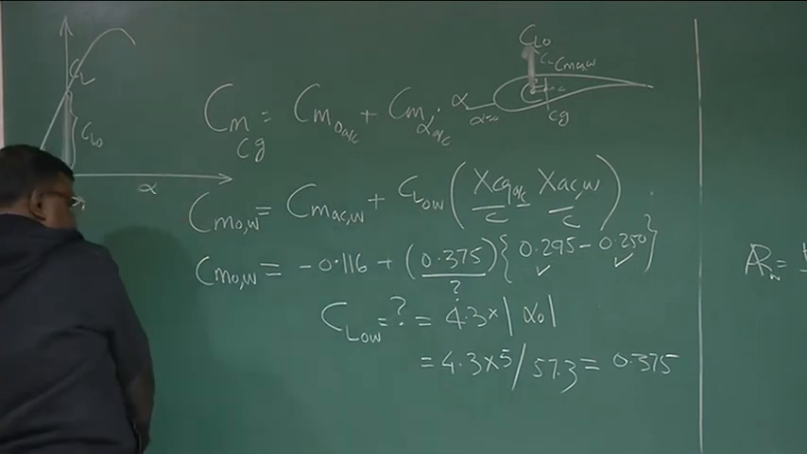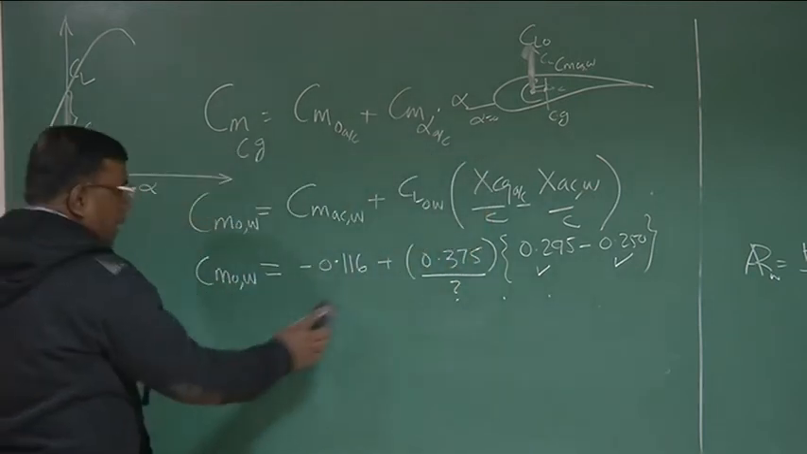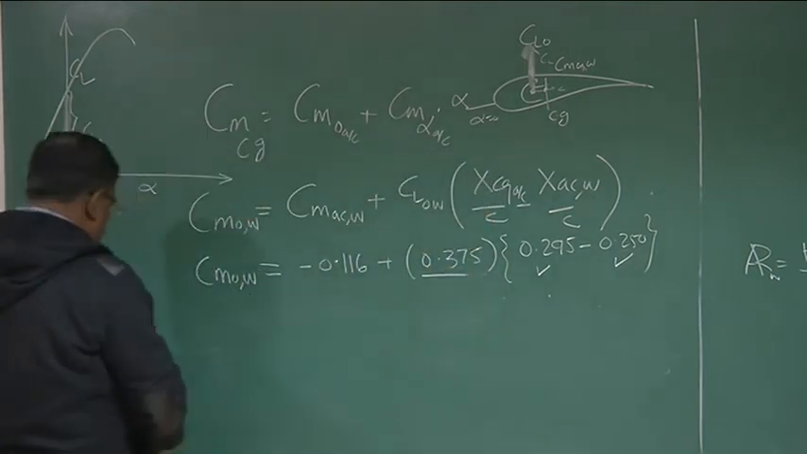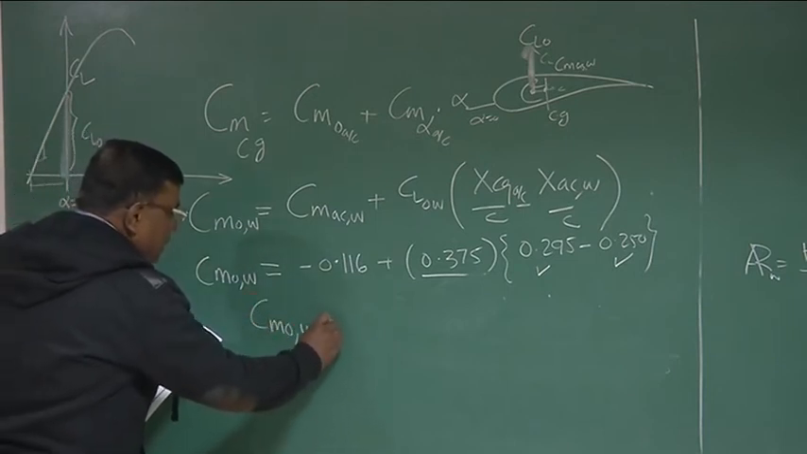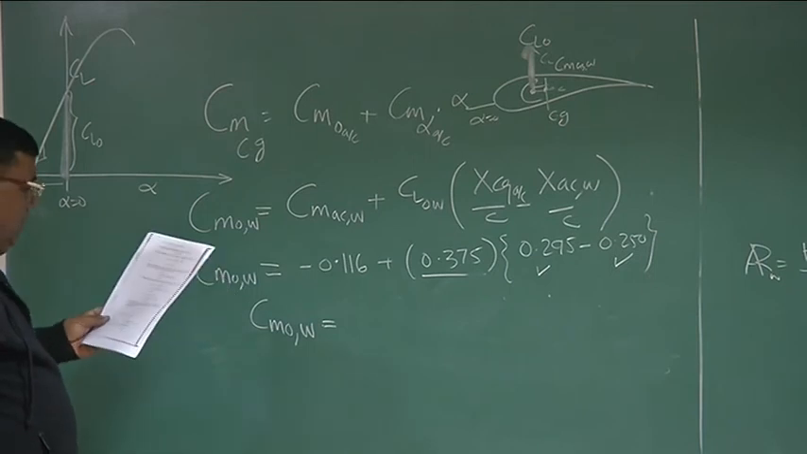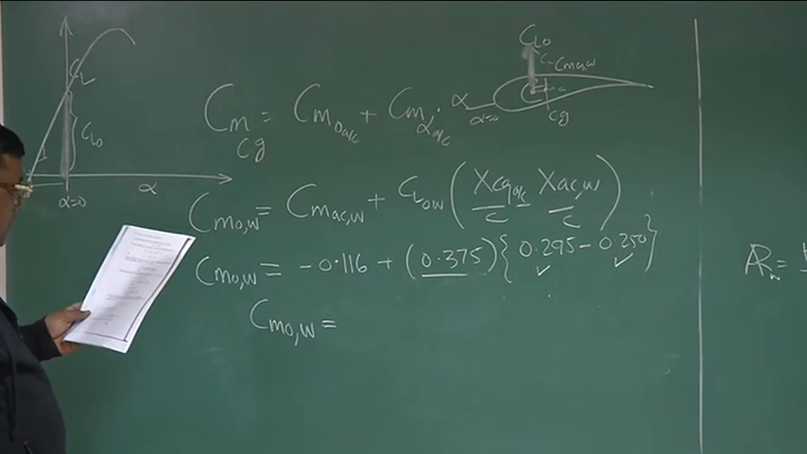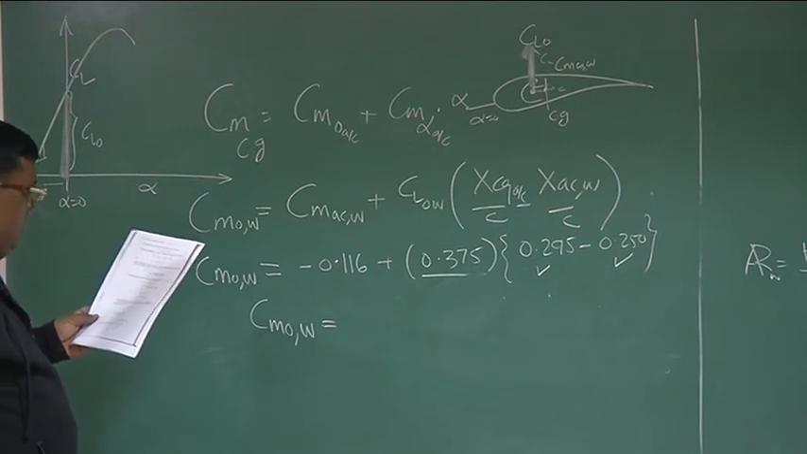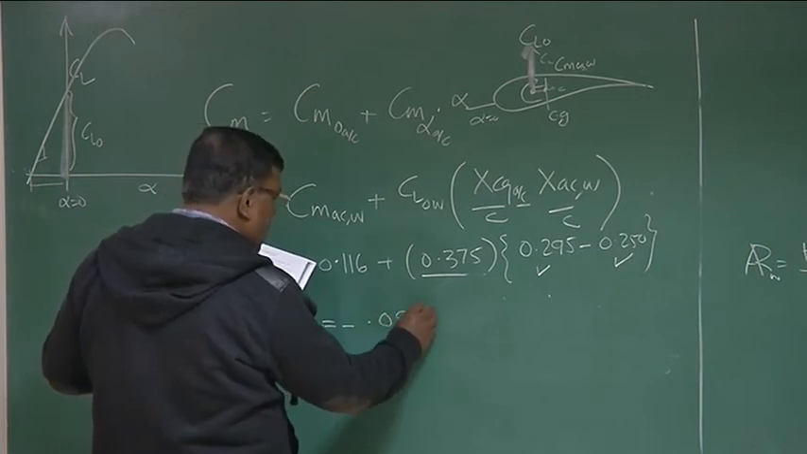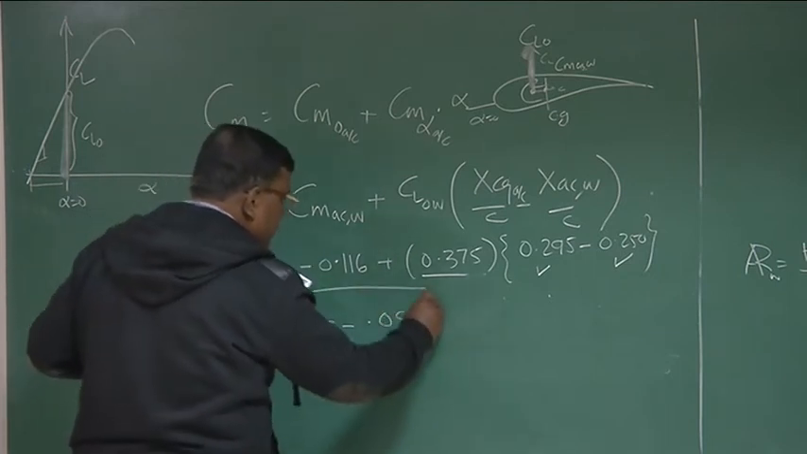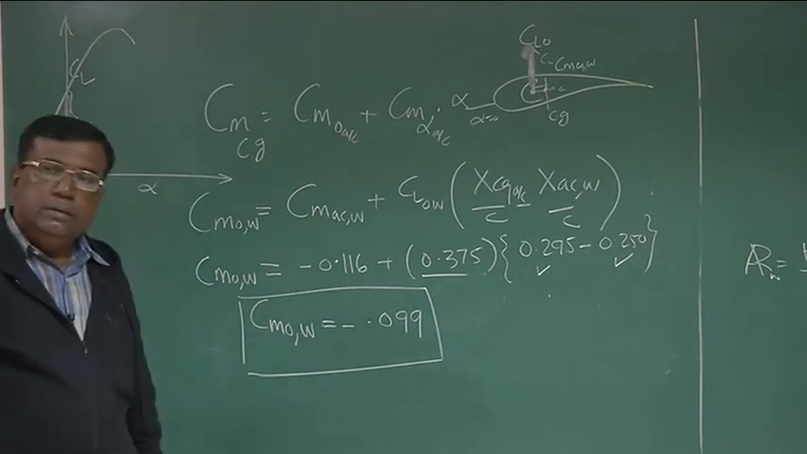So let me erase this. If I now erase this, I erase this also because now we are clear where from it has come. So this value will come out to be, I advise you to do yourself this so that even if some mistakes are committed, you should not get a wrong number. Okay, so this gets to minus 0.099 CM naught wing. Right? Well, are you happy?